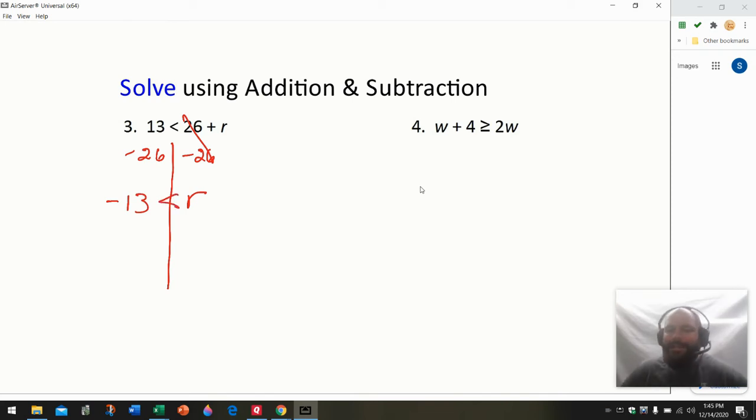Now, my suggestion, when you get answers like this, where the variable is not listed first, is that I would like to see you flip-flop everything around so the variable is listed first. And you'll understand why in another video when I explain how to graph these, but it is much easier to graph when the variable's first. So we're going to flip-flop the variable around, which means the r is going to go to the left, the negative 13 is going to go to the right, and this is very important.